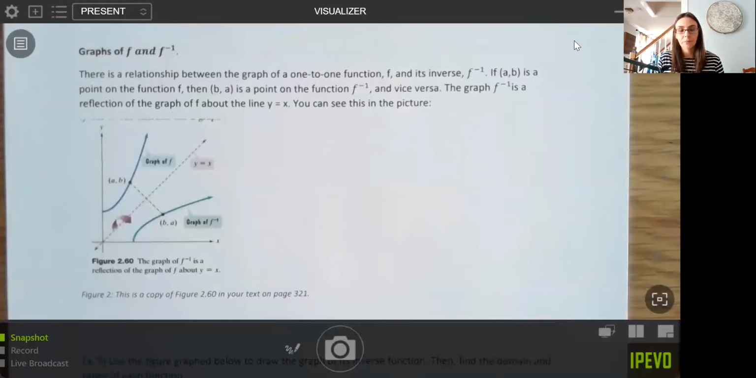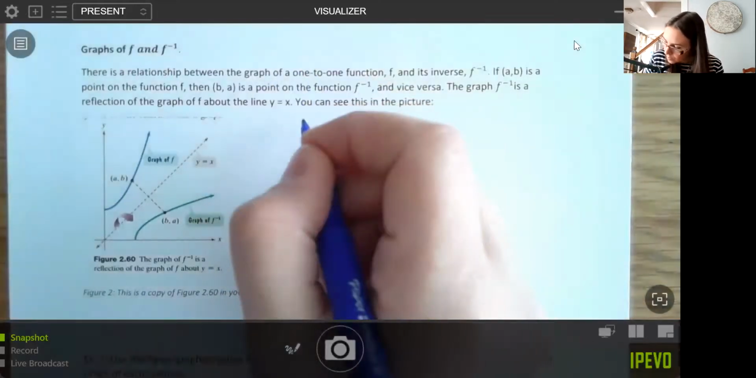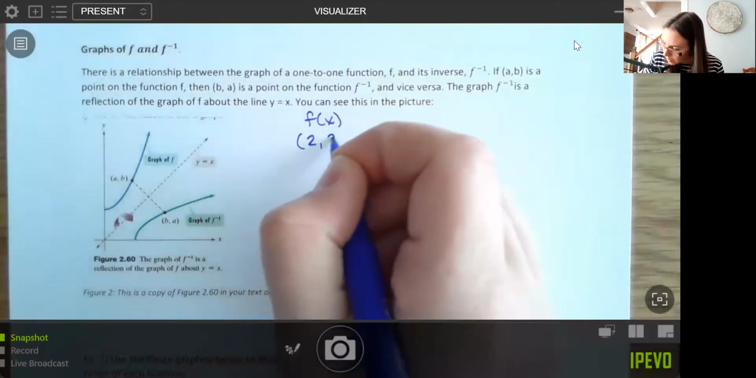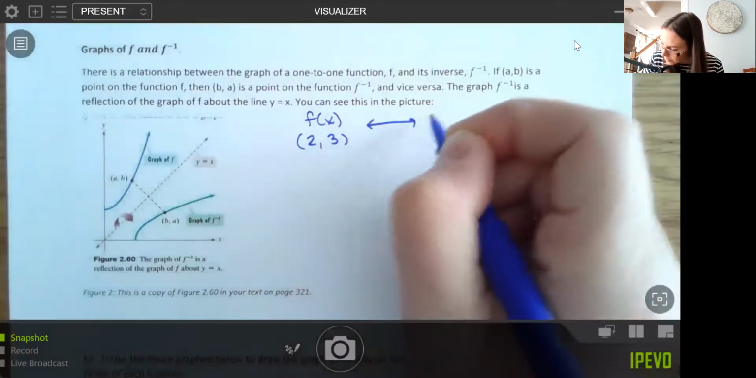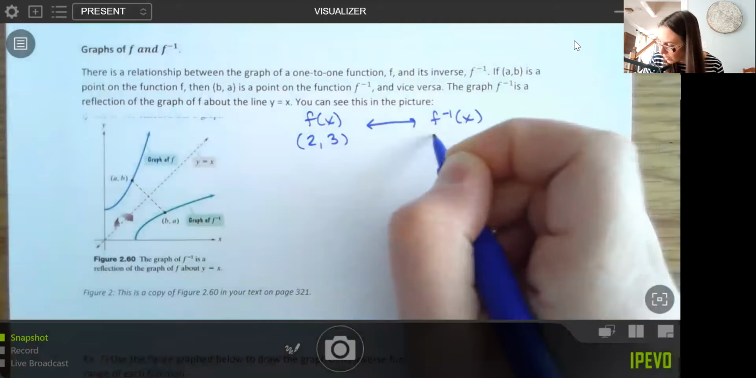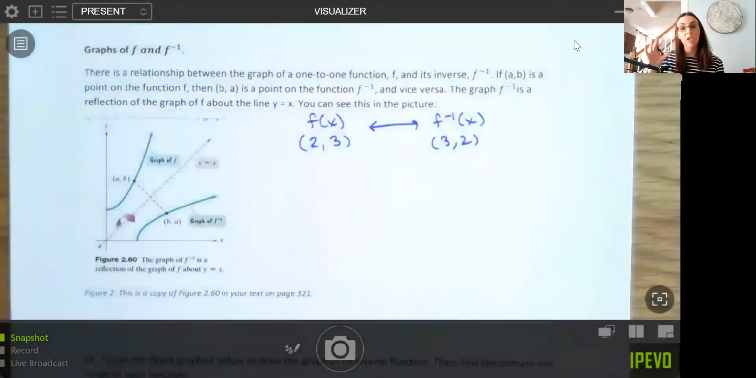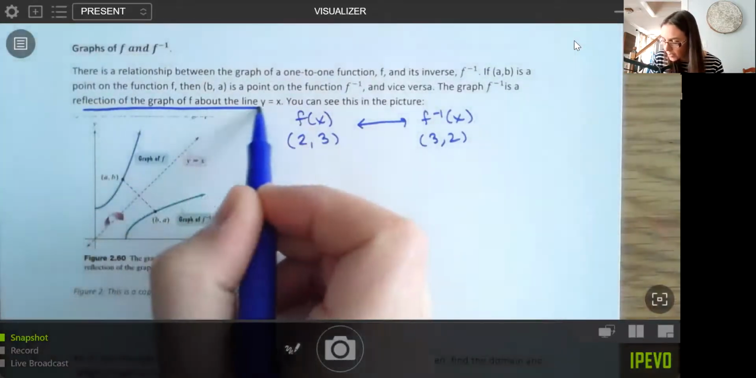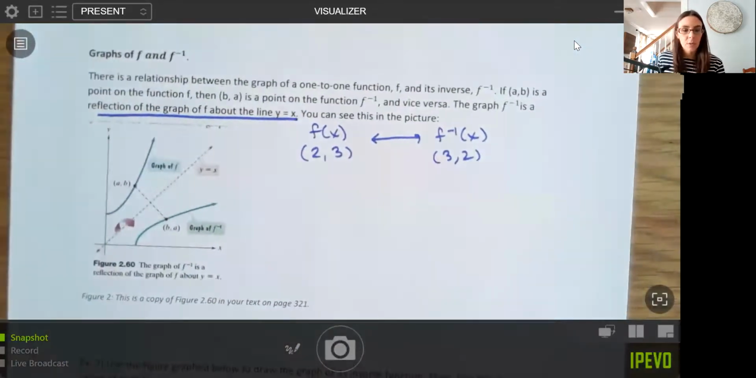inverse function. So for instance, for f of x, let's say the point was (2, 3), then on the inverse function, you would have the point (3, 2). So you get that swapping, or that opposite of those values. And what happens is you actually have a reflection about the line y equals x. So here's just one example.